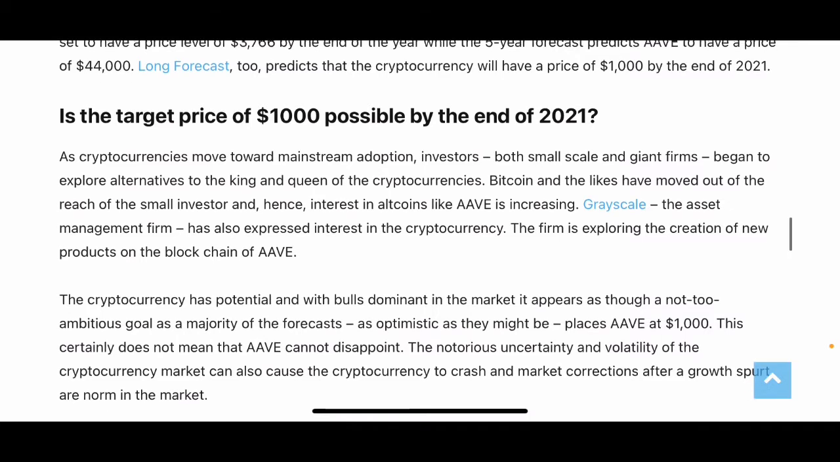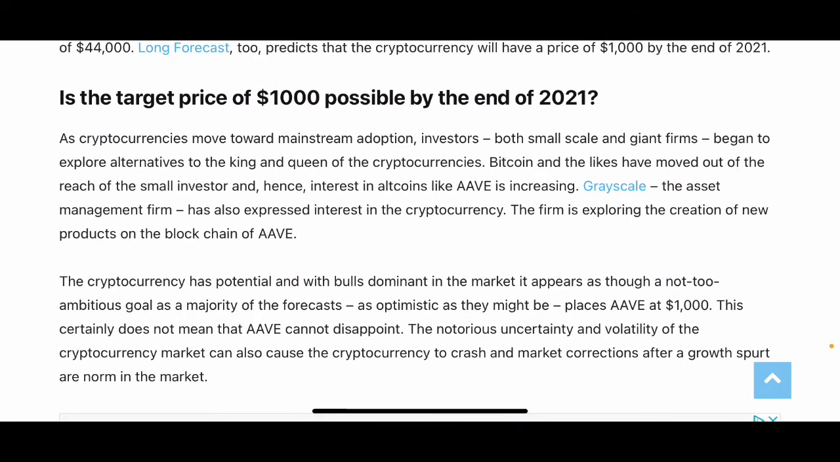Is this possible? As cryptocurrencies move toward mainstream adoption, investors, both small scale and giant firms, began to explore alternatives to the king and queen of the cryptocurrencies. Bitcoin and the likes have moved out of the reach of the small investor, and hence interest in altcoins like AAVE is increasing. Grayscale, the asset management firm, has also expressed interest in the cryptocurrency.